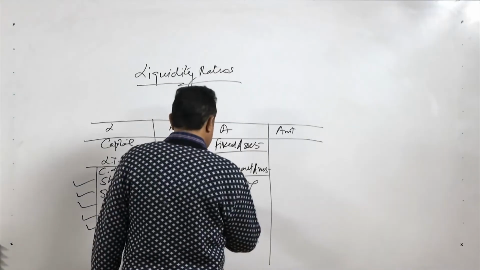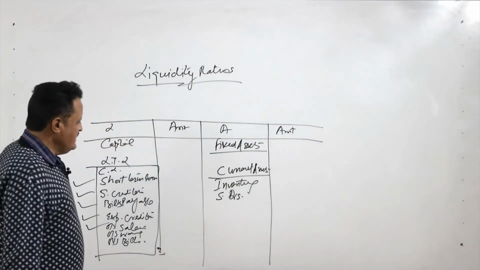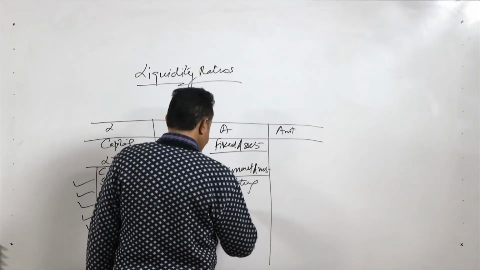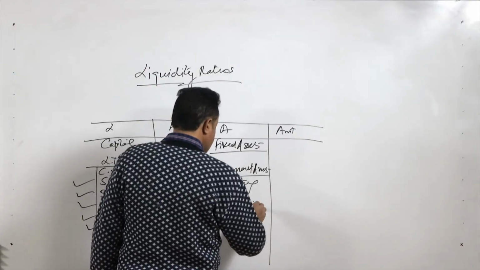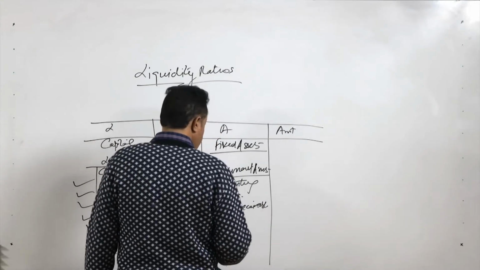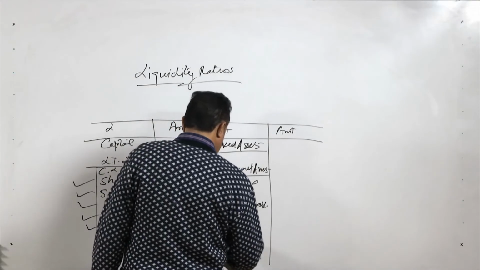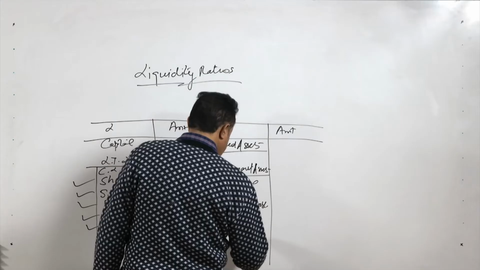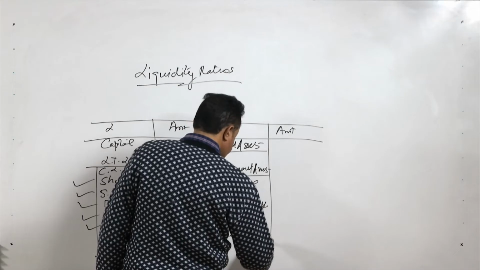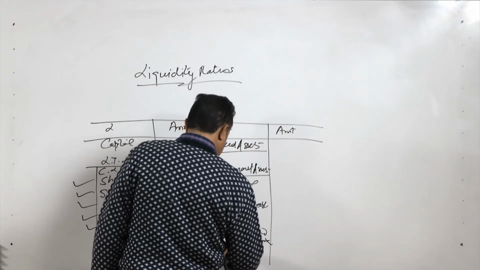Then we take the sundry debtors. Sundry debtors are one other current asset. Then we take the bills receivables. Bills receivables are also current assets. Then we have, say, the marketable securities, and then we have the cash in hand and cash at bank, and then we have, say, the prepaid expenses.